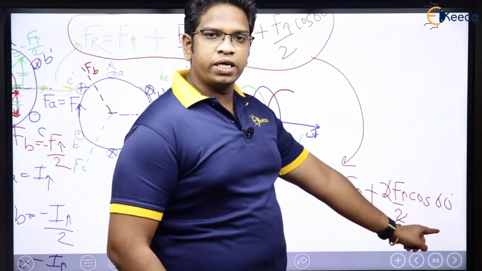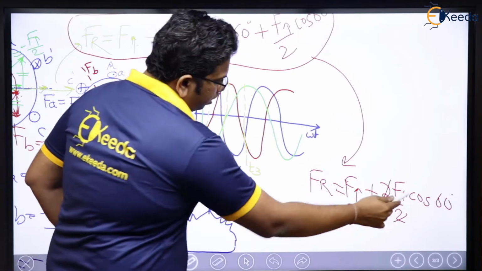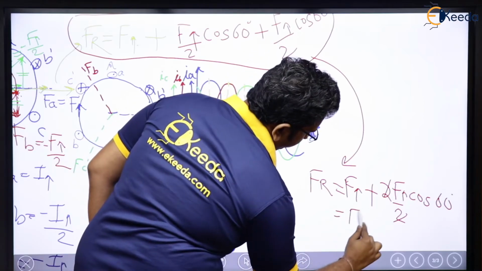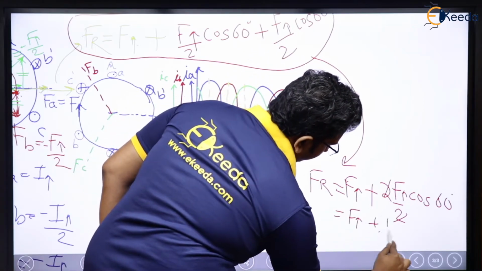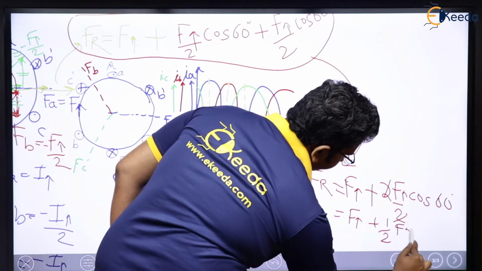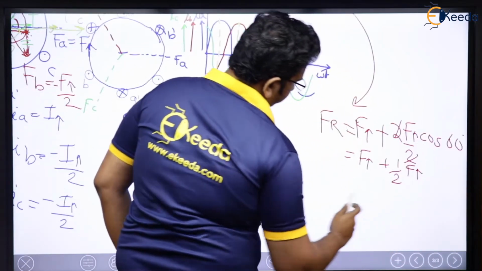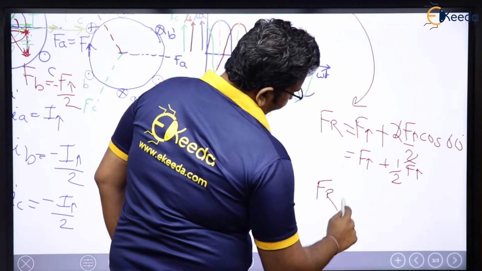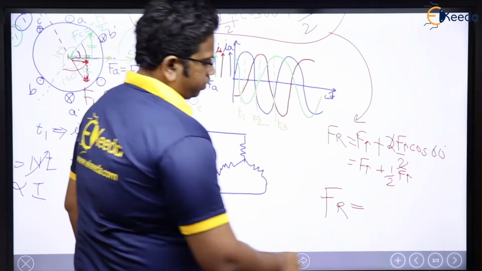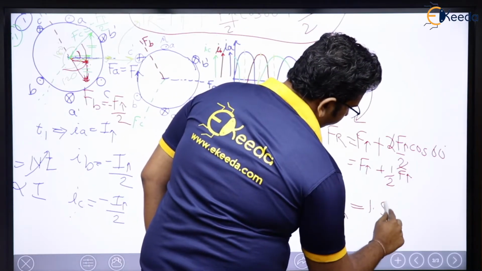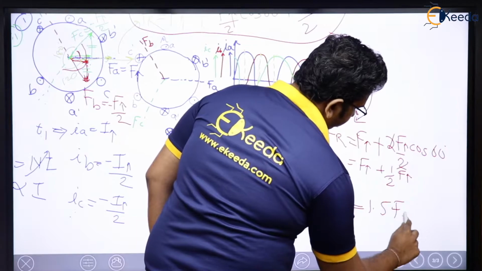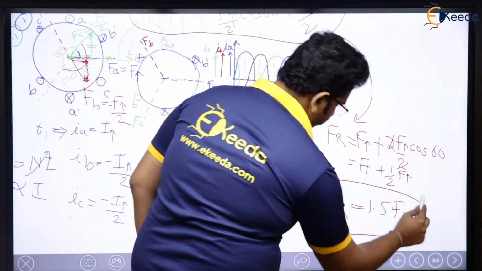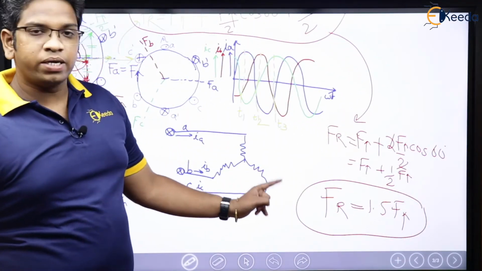What is cos of 60 degrees? Is it half? So can I replace it by half? So this is going to be F maximum plus half of F maximum. So FR is going to be 1.5 times F maximum. Now this is happening at T1.